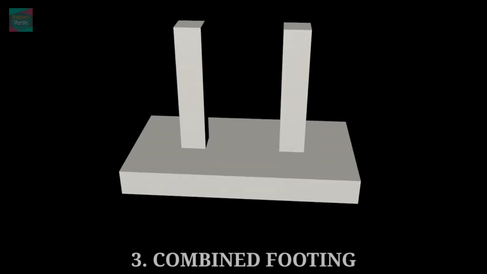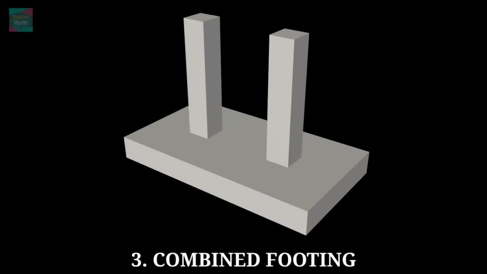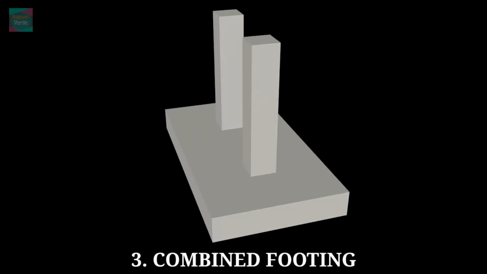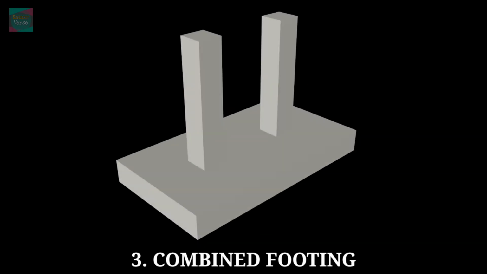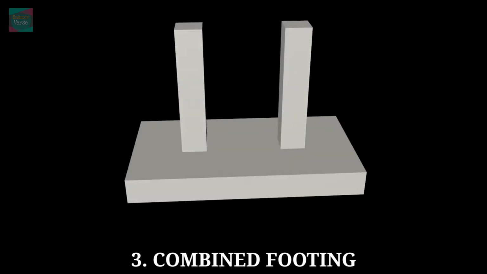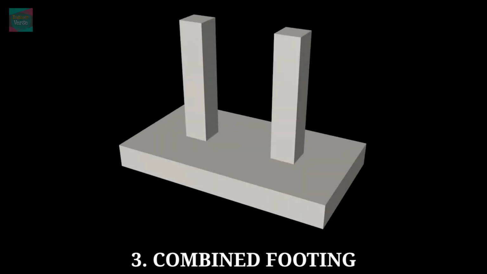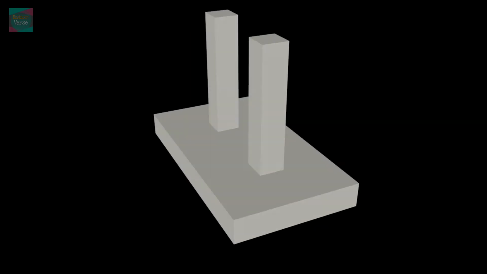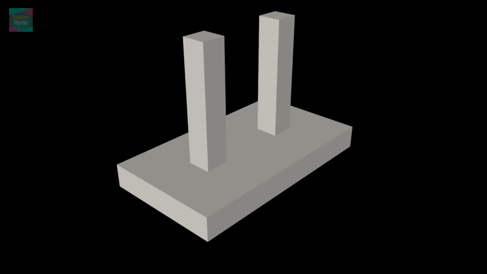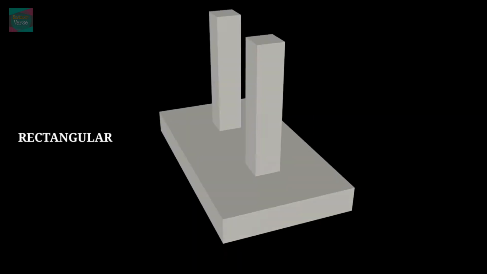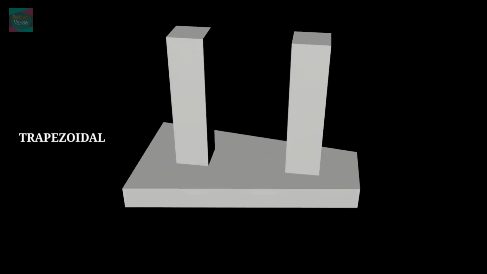Next is the combined footing. When the spacing of adjacent columns are so close that separate isolated footings overlap each other, then combined footings are the solution. Combined footing normally means a footing combining two columns. Such footings are either rectangular or trapezoidal in plane forms.